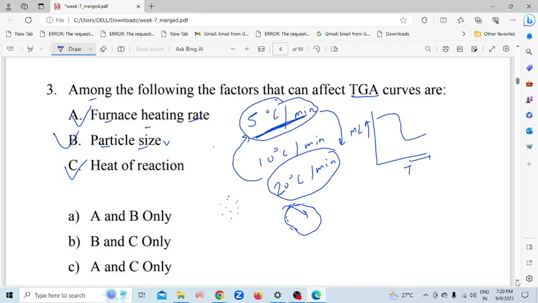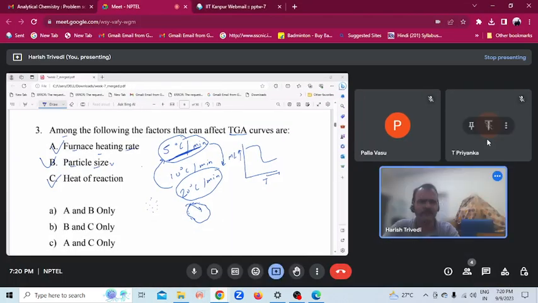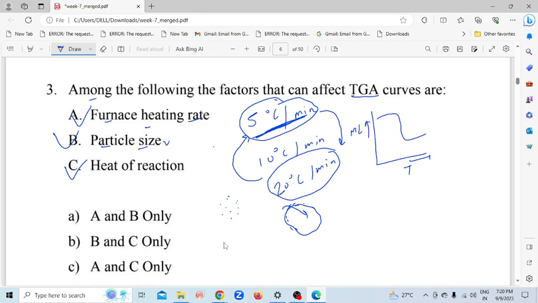Then heat of reaction. Heat of reaction also affects the curve. Heat of reaction means that if something is going on in TGA, it might be an exothermic or endothermic reaction. In an exothermic reaction it will create heat, and in an endothermic reaction it will absorb heat.